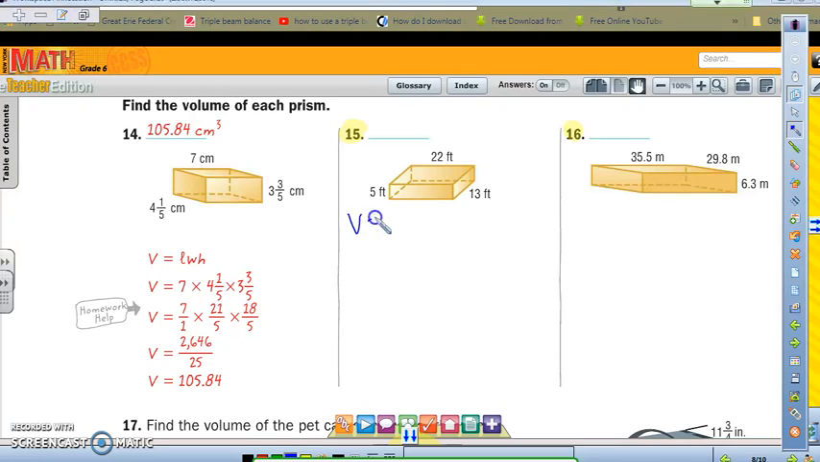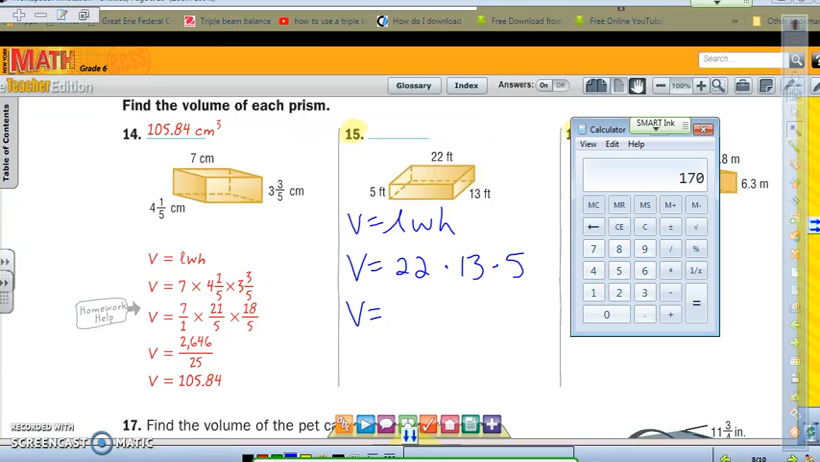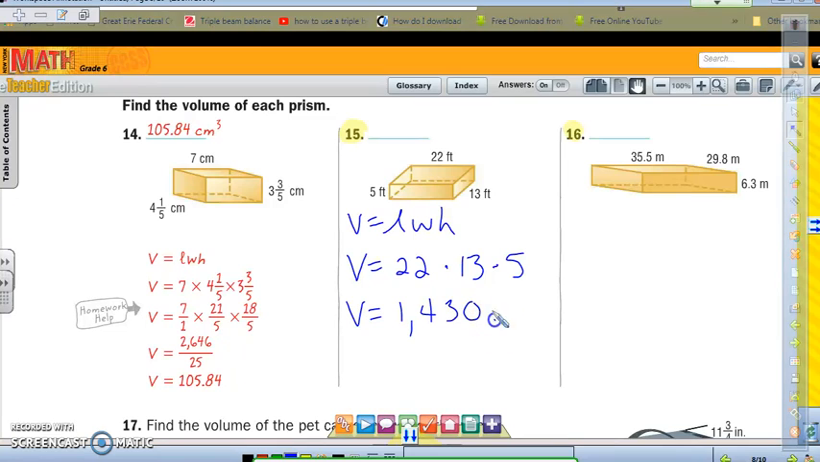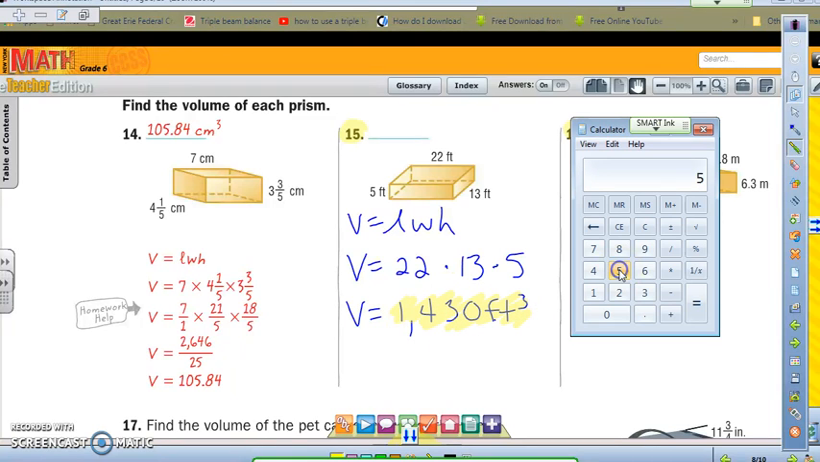Okay, let's go over these. So volume equals length, width, height. So we have 22, 13, 5. If your order is a little different than mine, that's not a problem. You still will get the same answer in the end. So 22, 13, 5 gives me 1,430 feet to the third power. And we can just go back and check it one more time to make sure we're good. 5, 22, 13.